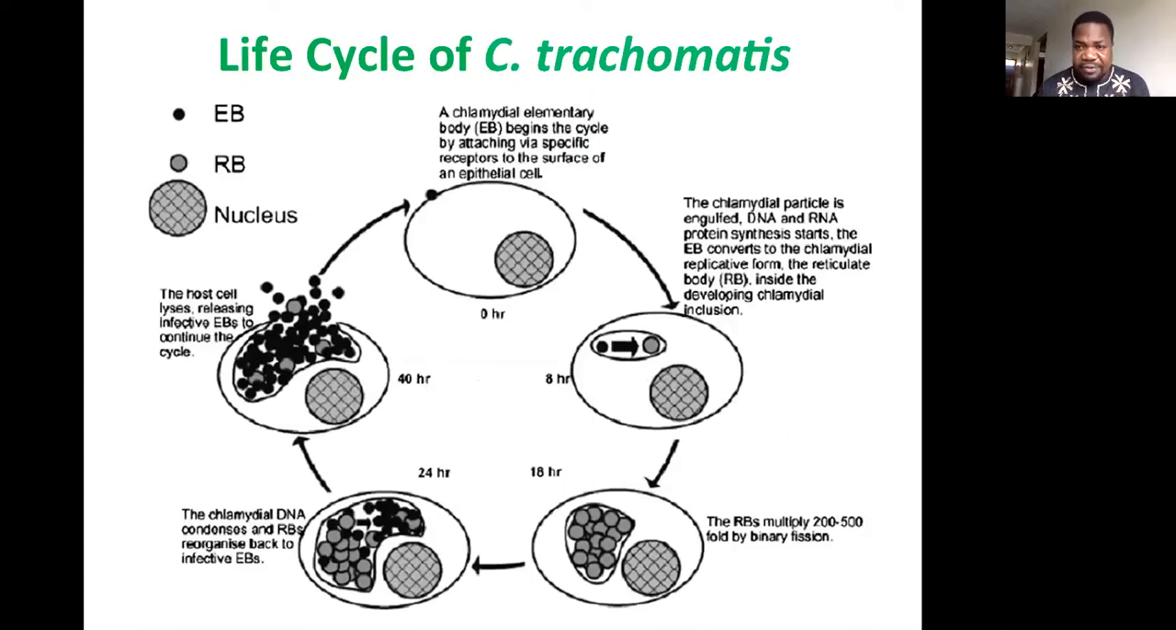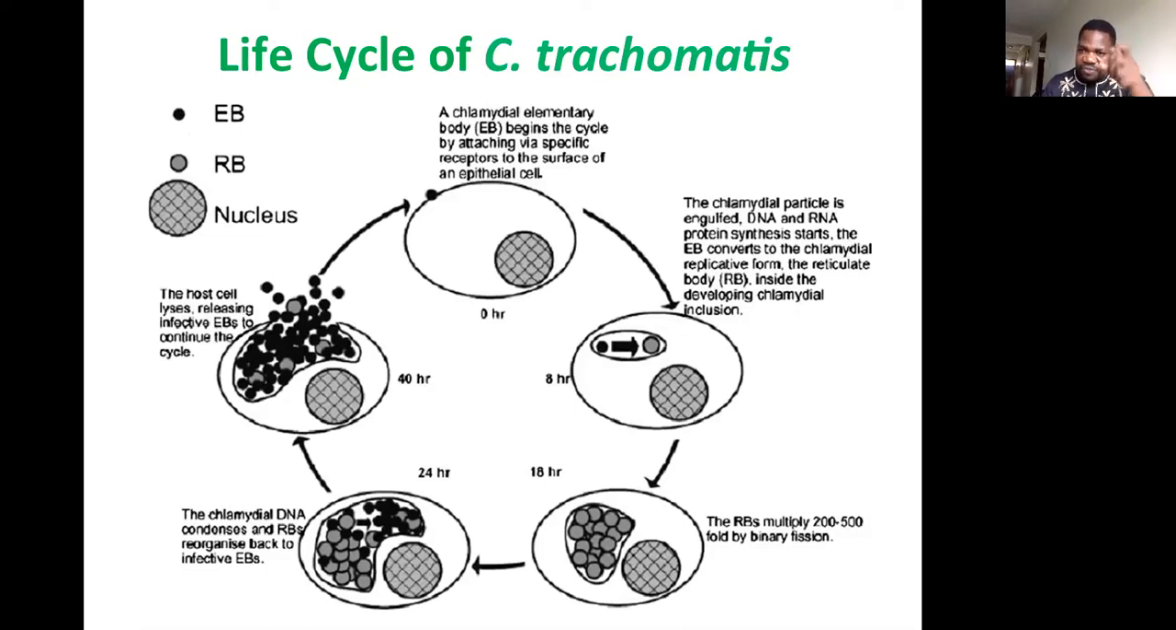Now, the life cycle of Chlamydia trachomatis is also very interesting because it presents in two forms. We have what we call the elementary body and the reticulate body. So everything starts here. The elementary body is the one that begins the cycle. It's the form of Chlamydia trachomatis that can survive outside the cell. Remember, we say it's an obligate intracellular.